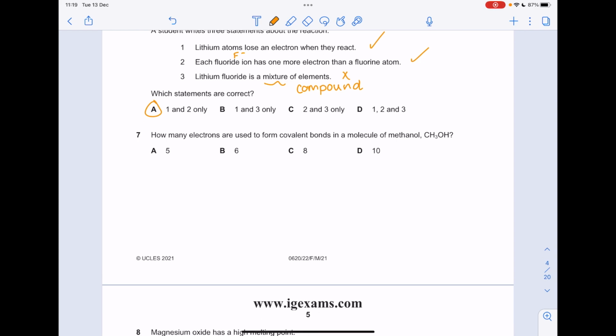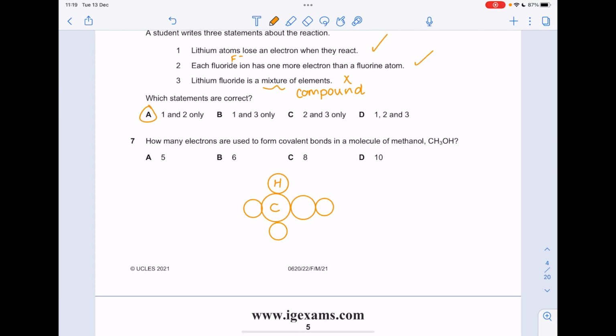How many electrons are used to form covalent bonds in a molecule of methanol? For me, the easiest way to do this is to actually draw it. So let's label our atoms, add our electrons. So now everything has a full outer shell.